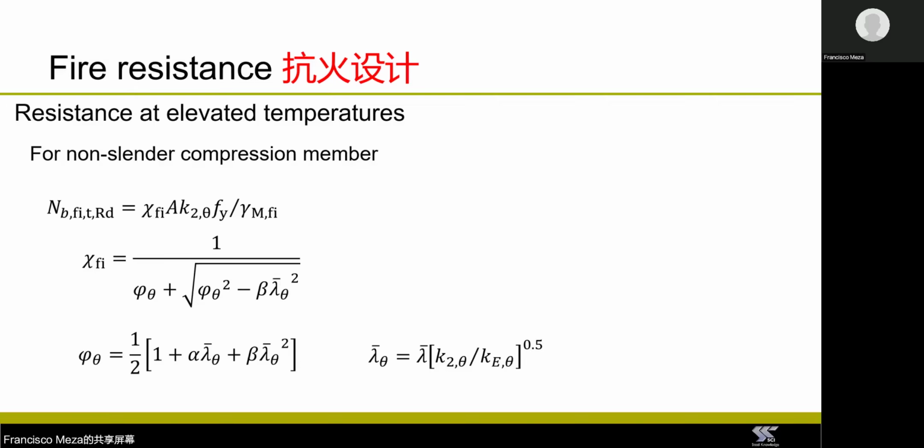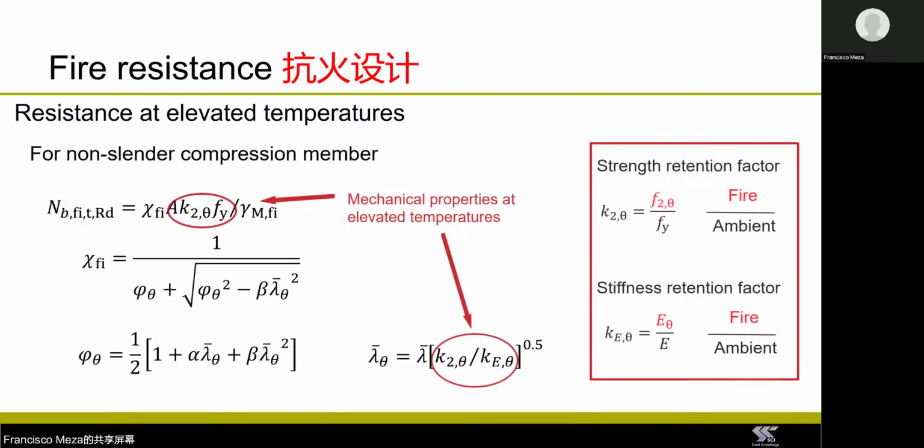Now, the main difference with respect to the ambient temperature design is that in the fire situation, the resistance is based on the mechanical properties of the steel at the elevated temperature. And the way you calculate these properties is by using these retention factors that you can see here.